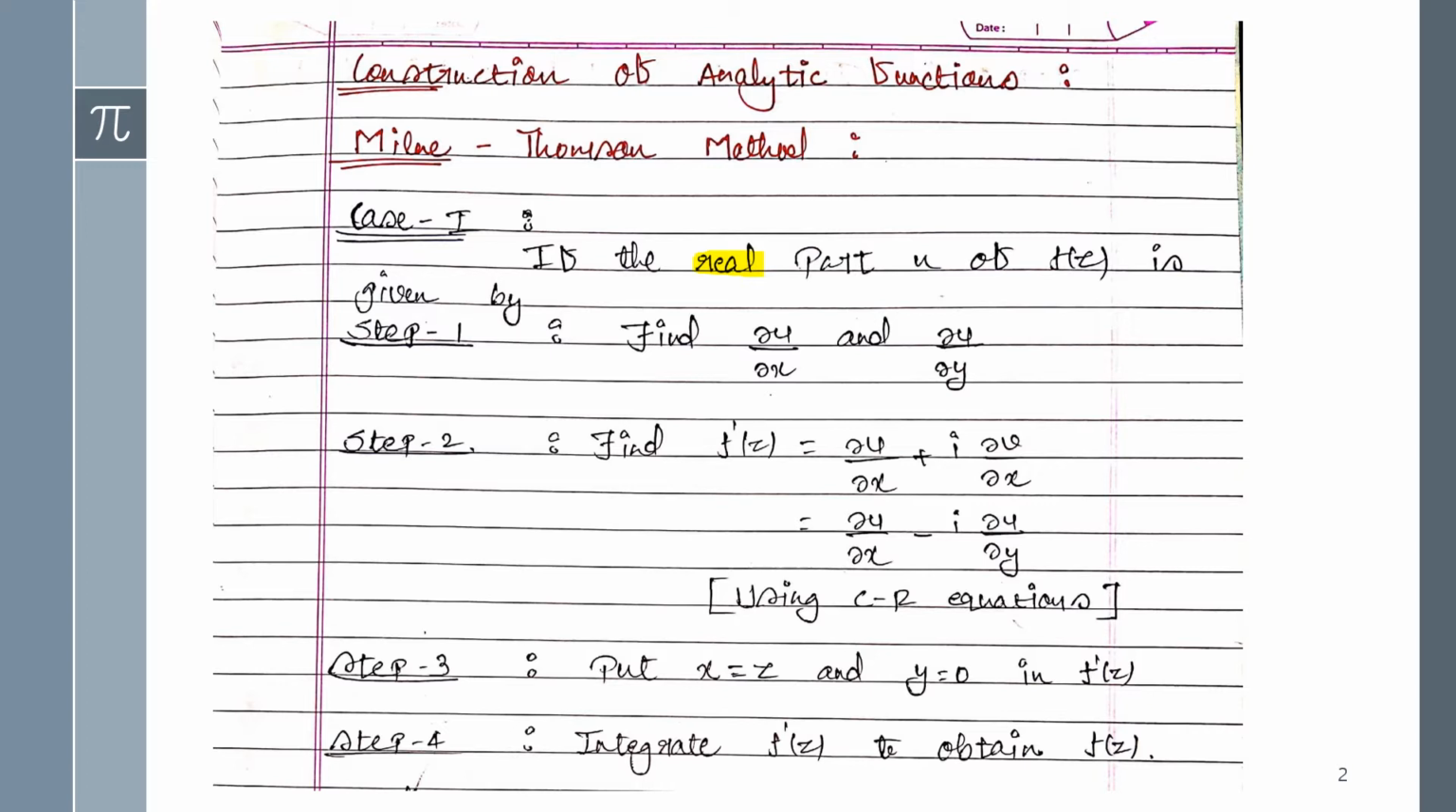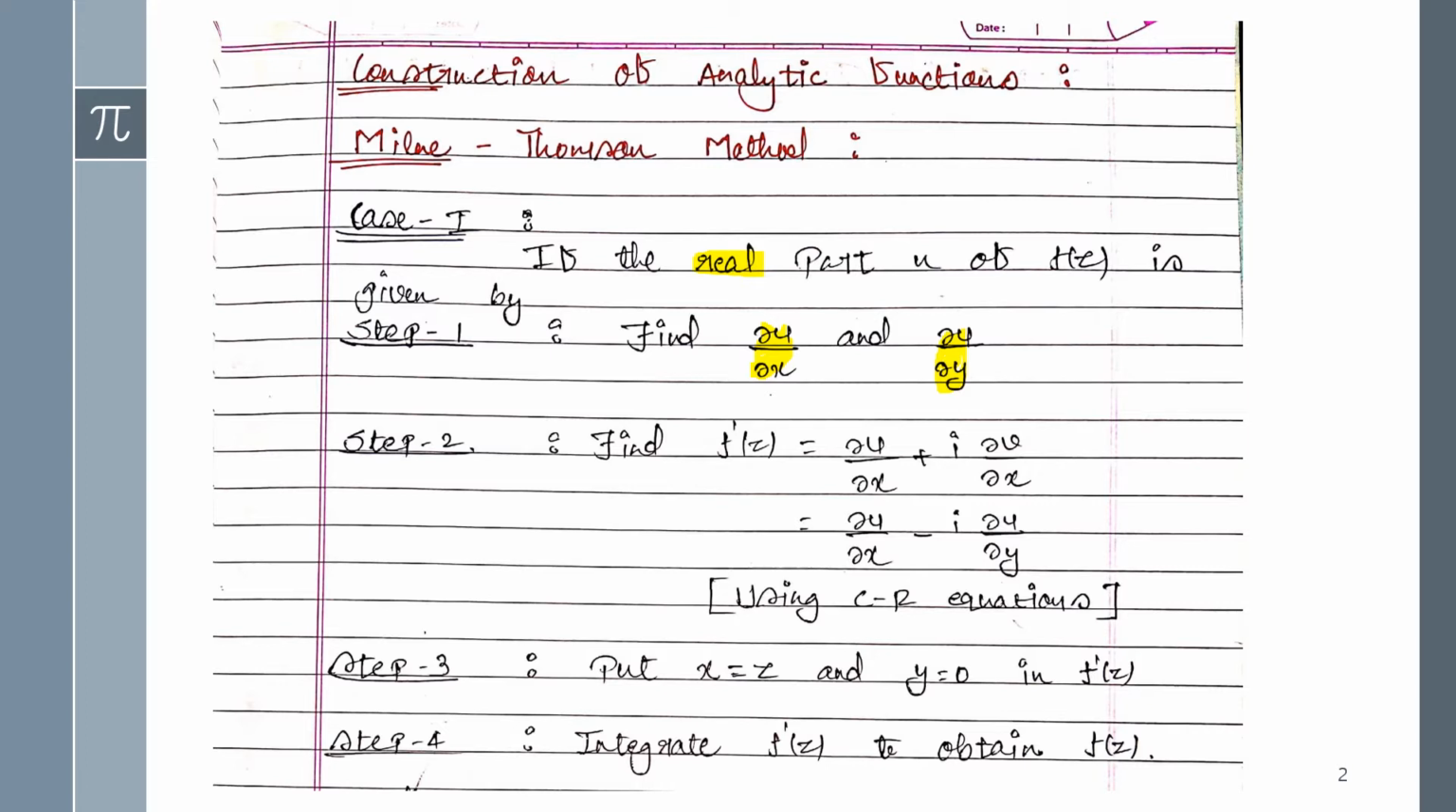You have to find del u by del x and del u by del y. So in the very first step you have to find del u by del x and del u by del y. Now in step 2 you have to find f dash of z equals del u by del x plus i del v by del x.